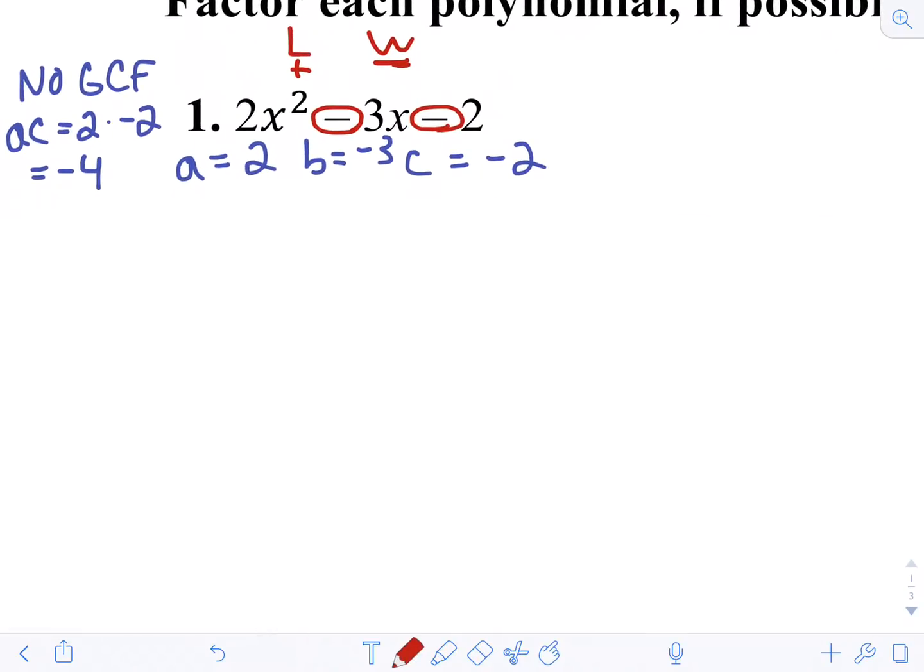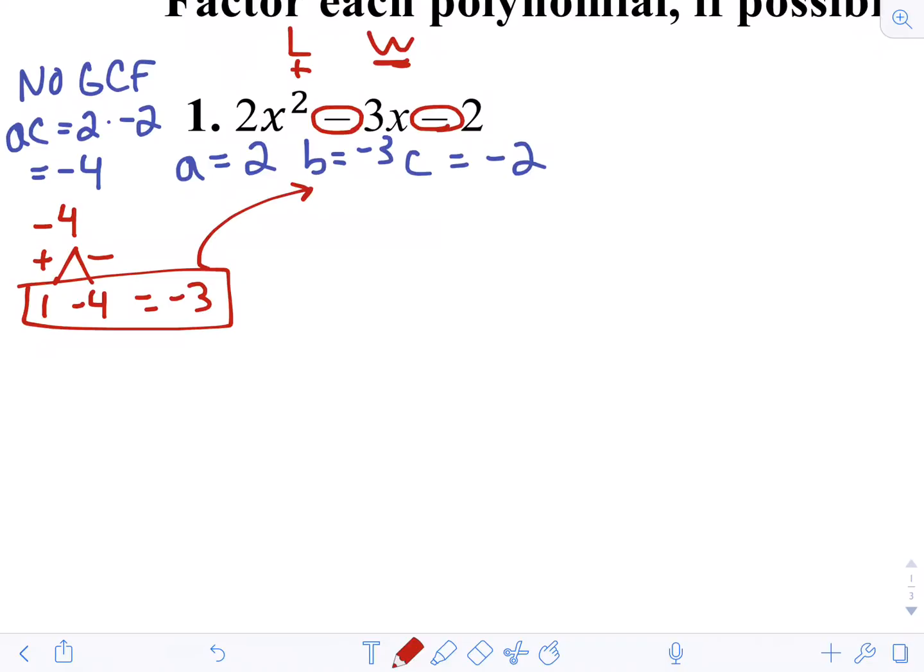So over here, whenever I do my -4 in my little tree, I'm going to have positives and negatives. Let's just go through the numbers. Let's start with 1. So we have 1 and 4. This is going to be a negative. 1 times -4 gives you -4. 1 plus a -4, same thing as 1 minus 4, gives you -3. This is what works because it matches right here that B was equal to -3.